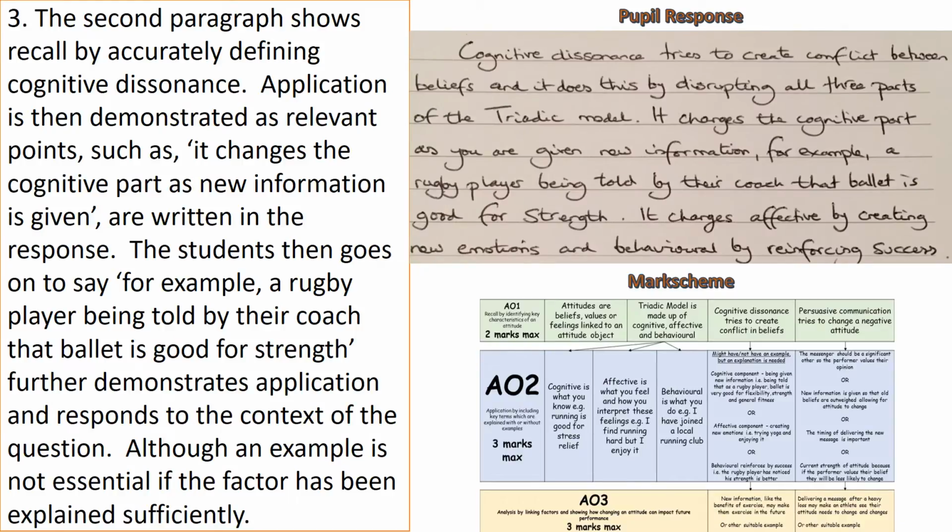Okay, the next paragraph we're going to look at is going to be the second paragraph, and this refers to point 3 on the examiner's commentary, and is paragraph 2 on the pupil response. Now the interesting thing about this paragraph is that a number of assessment objectives are actually met.